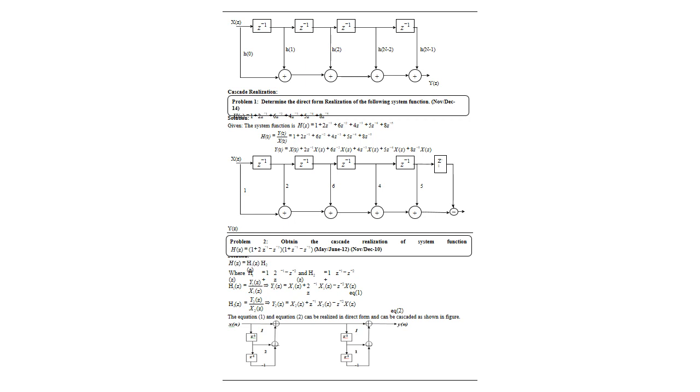H1(z) is equal to Y1(z) by X1(z). So Y1(z) is equal to X1(z) plus 2z inverse X1(z) minus z power minus 2 X1(z). Next, H2(z) is equal to Y2(z) by X2(z), so Y2(z) is equal to X2(z) plus z inverse X2(z) minus z power minus 2 X2(z). These equations 1 and 2 can be realized in the direct form and cascaded as shown in the figure.